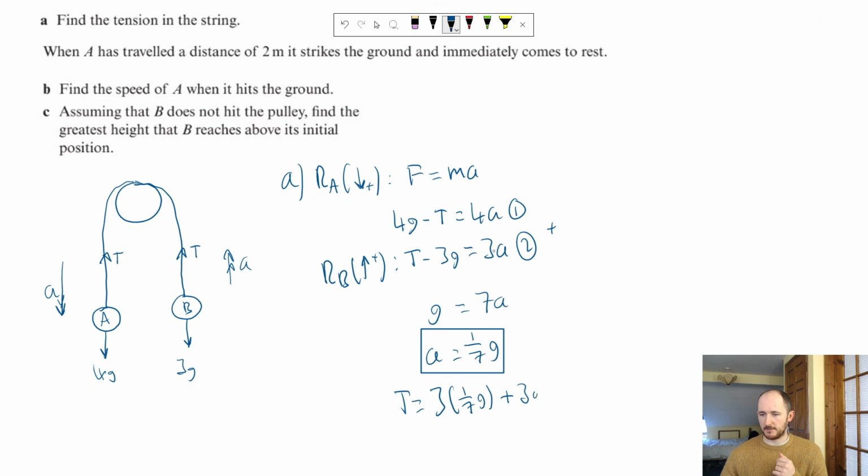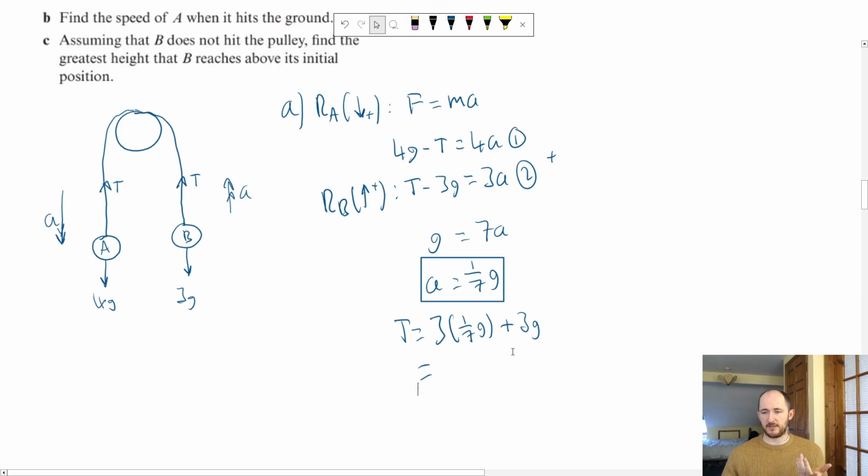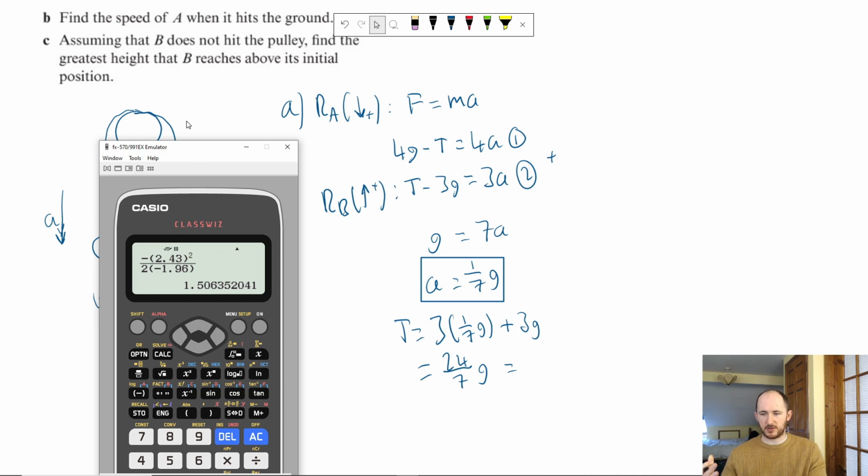plus 3g. So you could work this out in terms of g. In some mark schemes you might see them give answers as fractions of g. So in this case it would be 3 over 7 plus 3, so that would be what? 24 over 7g. So you could have it as 24 over 7g. And you'll find that in quite a few mark schemes, and that's just because it keeps it nice and a whole number, like it makes it a precise value.